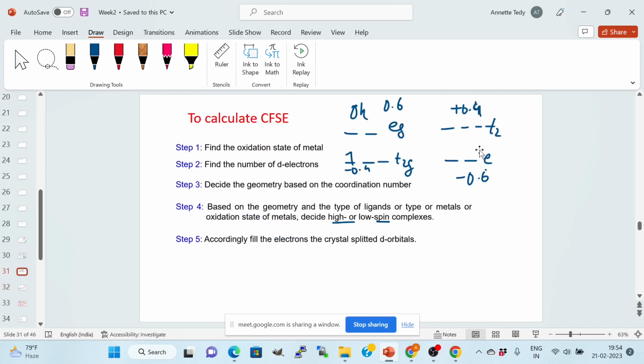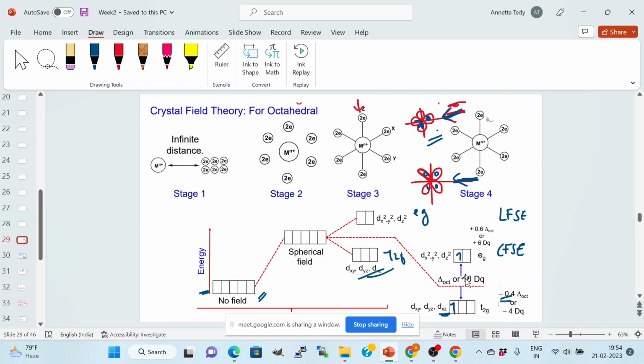Yeah, you can say both, because it is called a stabilization energy because it stabilizes the metal when compared to the normal free metal. That's why it is called a stabilization energy. You can also call it a splitting energy because it is splitting the degenerate orbitals into 2 sets or 3 sets, or however many sets, depending on the ligands, the number of ligands.